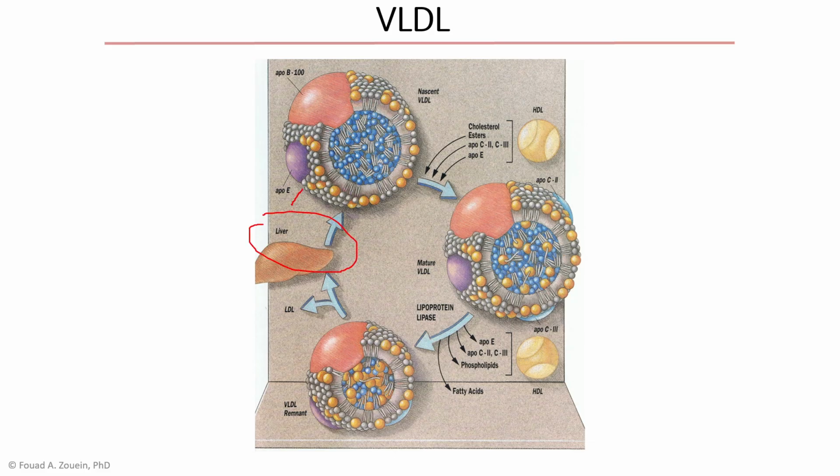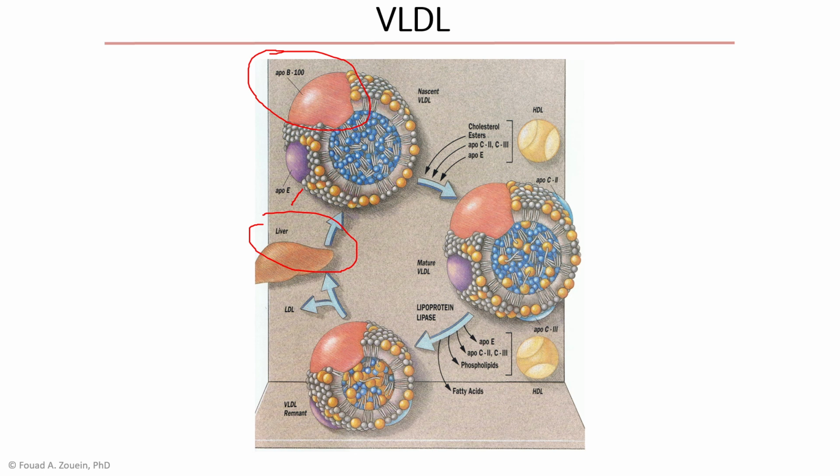The VLDL also has an ApoB protein. It's called ApoB100, very important for the structural stability of the lipoprotein, and it also has a very important role later on after processing VLDL into IDL and LDL. We're going to see that later on.